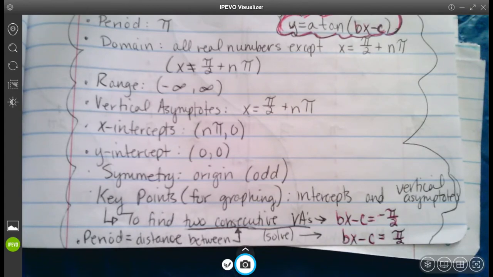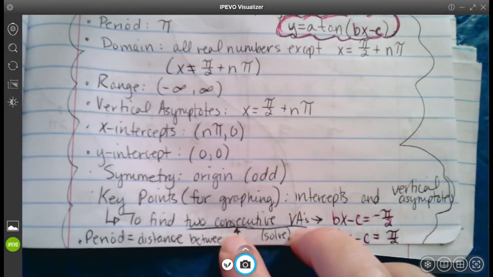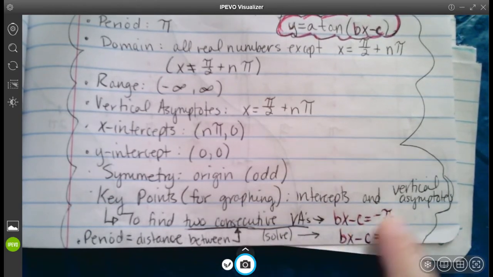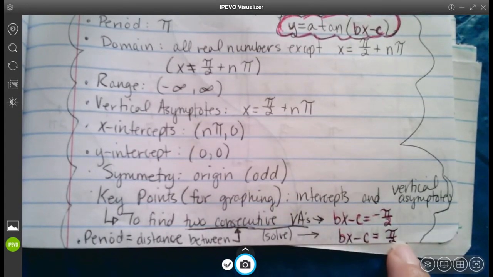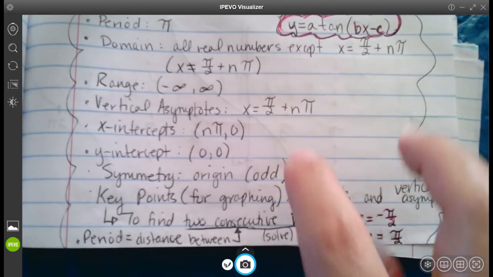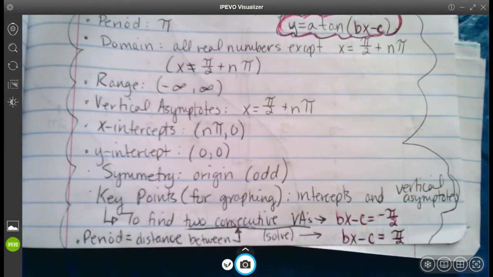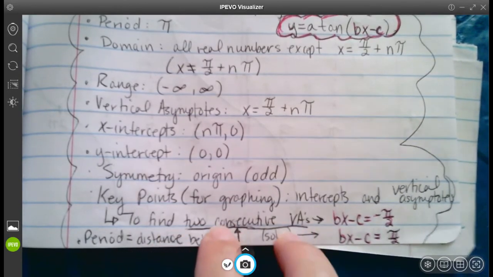In the other video, it's a little bit easier to just move things around based off of our OG. But for this one, because we have so many undefined places, we're going to find two consecutive vertical asymptotes using the following formula. Bx minus c is equal to negative pi halves. That's the first side. And then bx minus c is equal to positive pi halves. That's the second asymptote. If you can find one pair of asymptotes, the curve just lies between them. This is also equal to the period, because it's the distance between those two asymptotes.